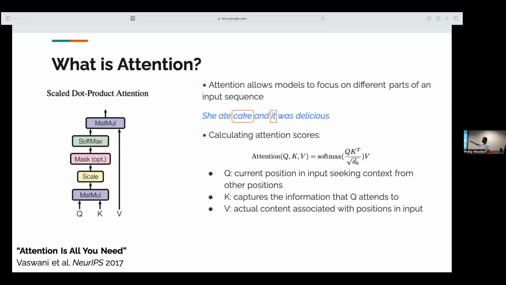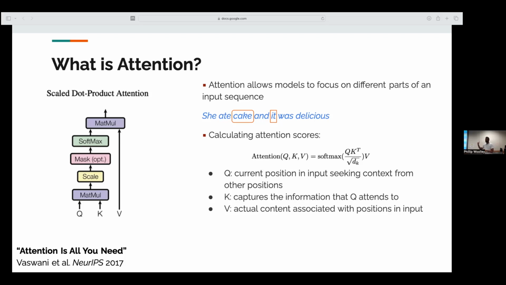So you take a query vector, you take a key vector, you do the dot product, and then finally, to get the attention values, you take the value vector, which is the actual content associated with the positions in the input. And when you do the dot product, you get this value that is called attention. If you remember, Aaron talked about how we have multiple attention heads, right?